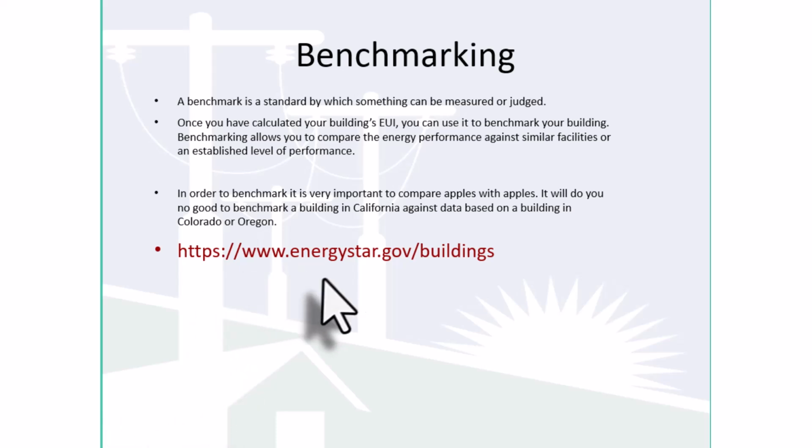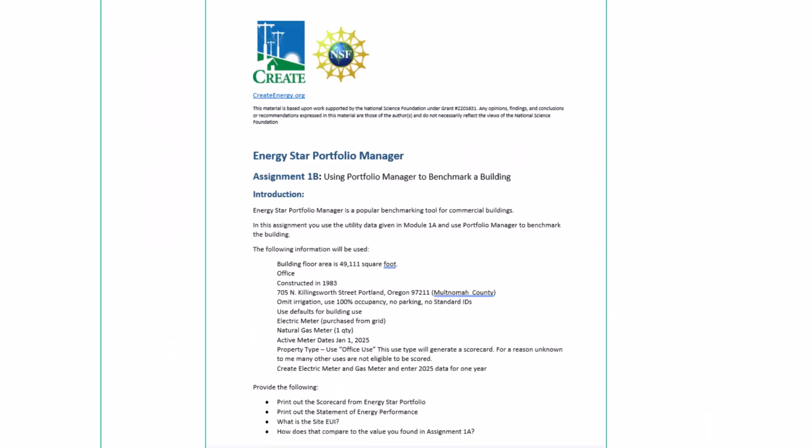Here is the link to the Energy Star website. I've created this assignment 1B to give you the opportunity to experience using Portfolio Manager for an office building. In this assignment, you'll use the data that you used in Module 1A to calculate the energy use intensity, EUI, and ECI, and you'll compare that with what is given with Portfolio Manager, and then also see some of the other information that it provides.